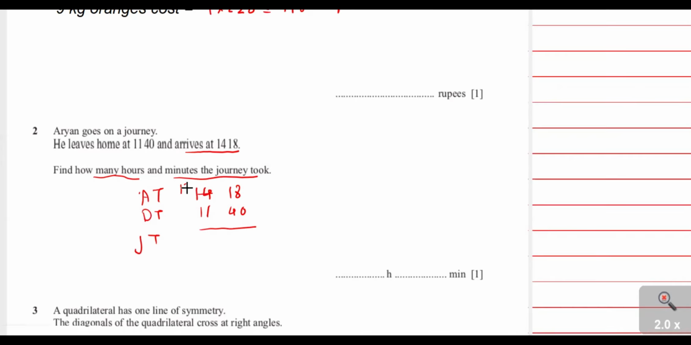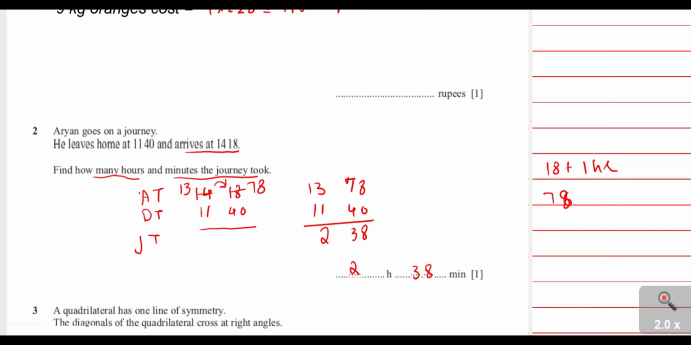This value becomes 13, and when we add the 1 hour to the 18 minutes, 18 plus 1 hour equals 78 minutes. Therefore, we write 13:78 and this value is 11:40. When we subtract, 78 minus 40 is 38, and 13 minus 11 is 2. Therefore, 2 hours and 38 minutes.